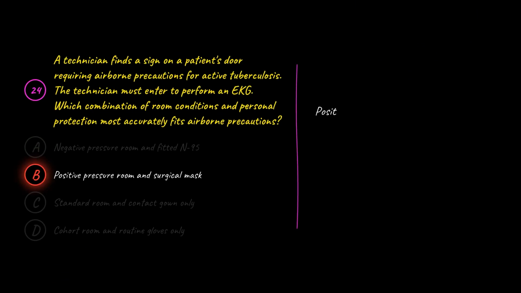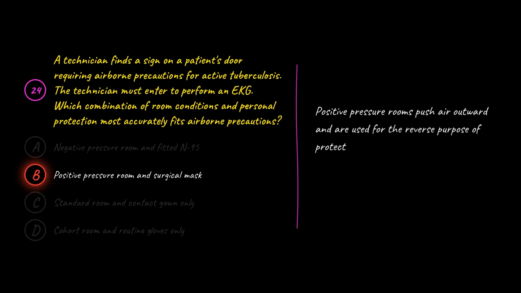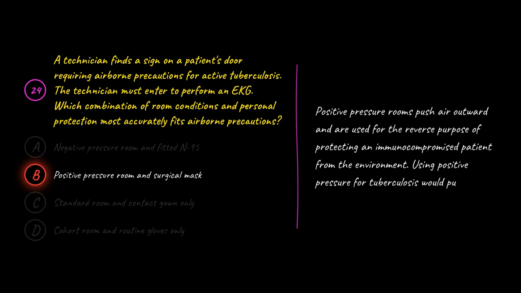B is wrong because positive pressure rooms push air outward and are used for the reverse purpose of protecting an immunocompromised patient from the environment. Using positive pressure for tuberculosis would push infectious air toward the hallway and worsen exposure.